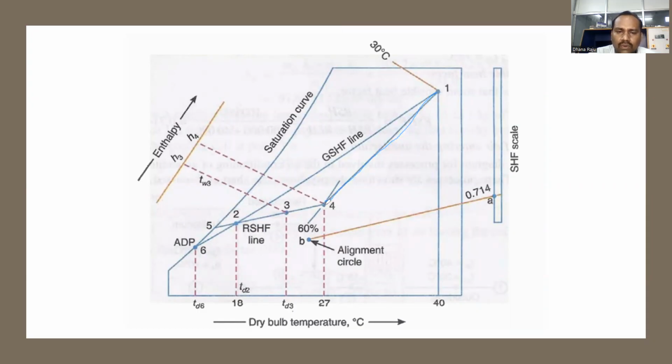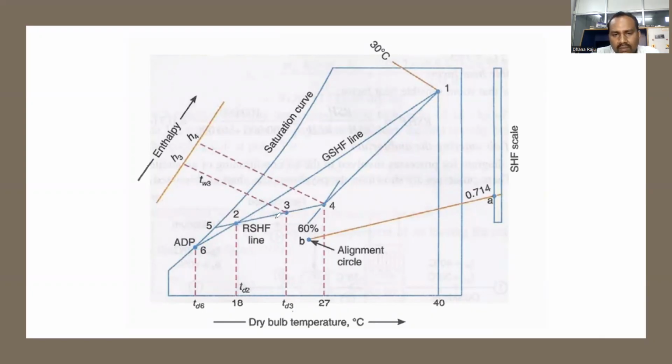Then from point 4, draw a line towards the saturation curve parallel to the line AB. Then we will get line 4, 5. Since the condition of air leaving the coil is given as 18 degrees centigrade, at 18 degrees centigrade draw a vertical line which intersects the line 4, 5; that is called 2. Then join 1, 2 and extend it. We will get 6 here, ADP. This line is called the grand sensible heat factor line, and line 4, 5 is called the room sensible heat factor line.